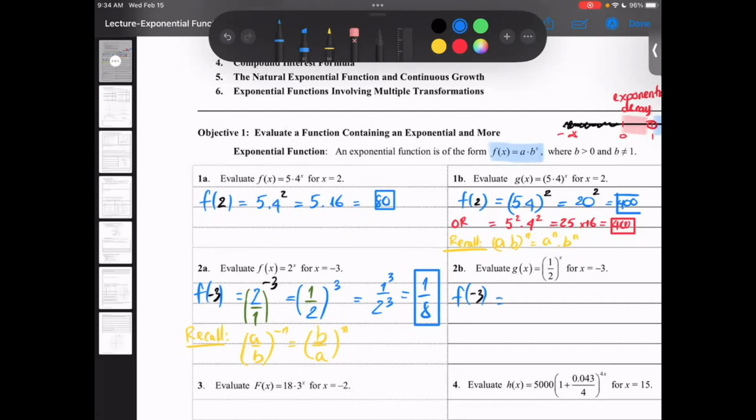Now it's 1/2 to the negative 3, using the same rule. You want to get rid of the negative exponent, so you flip, right? So 2 over 1, and now it's a positive exponent, 3. 2 cubed is 8, 1 cubed is still 1. So 8 over 1 is the same thing as 8.